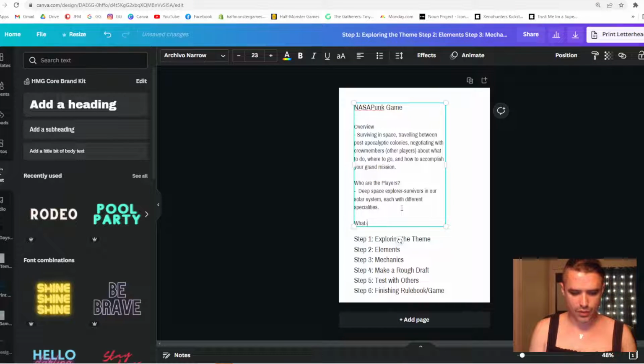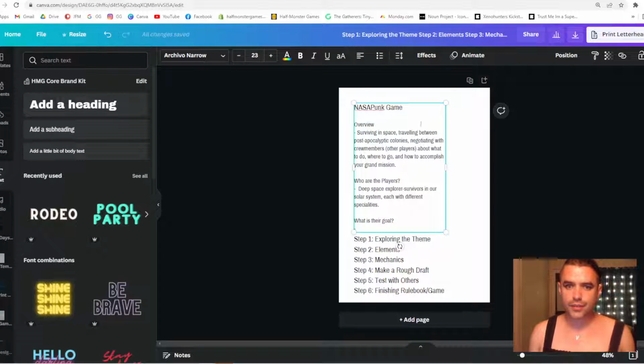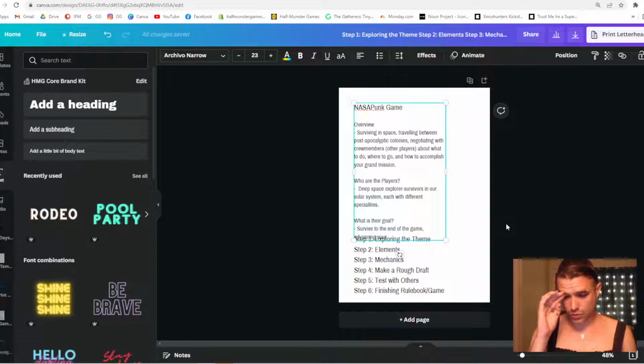Who are the players, and then what is their goal? This can be a collective goal, or everyone has a different goal. I think that would be really sick. I love games that have slightly different goals for all the players. So I guess survive to the end of the game. We'll probably have some kind of time limit. Different people need to be able to die or be eliminated from the game somehow. Survive to the end of the game, and let's say advancing your faction.